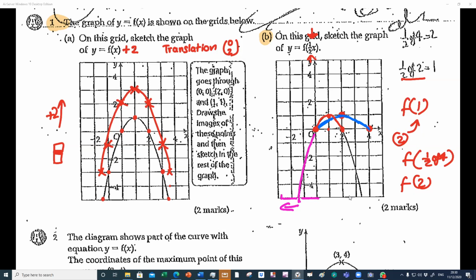So I'm going to get the blue again. I'm going to extend it. So the pink part of the line function is becoming the blue part. So we're moving it out, we're stretching it.